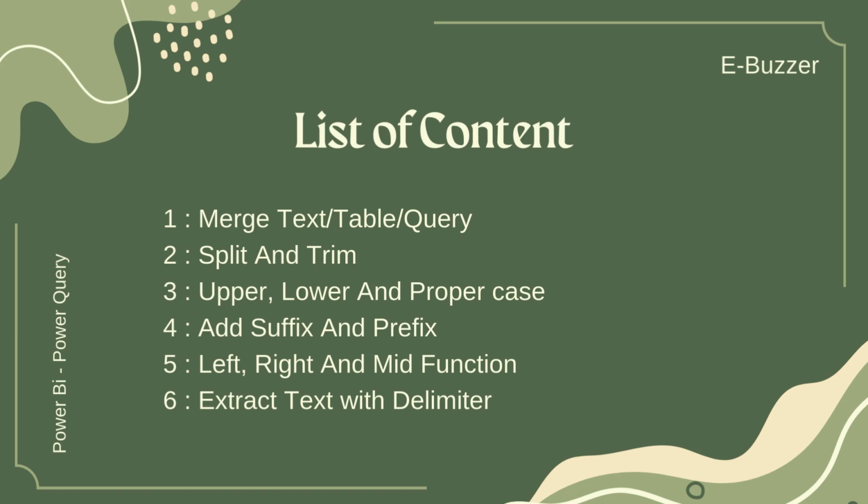We will see how to work on left, right, and mid functions, and extract text with a delimiter, when you have some delimiter like comma, hash, at the rate, anything, you can remove using button clicks.